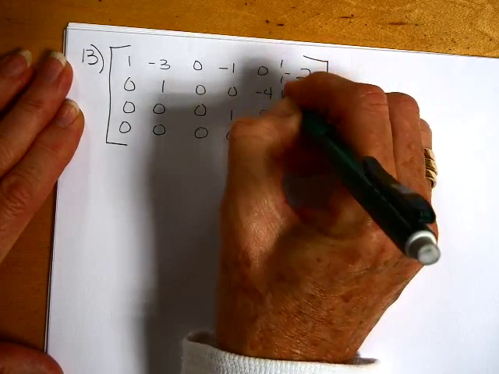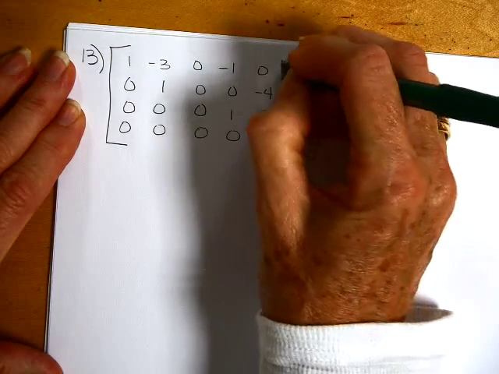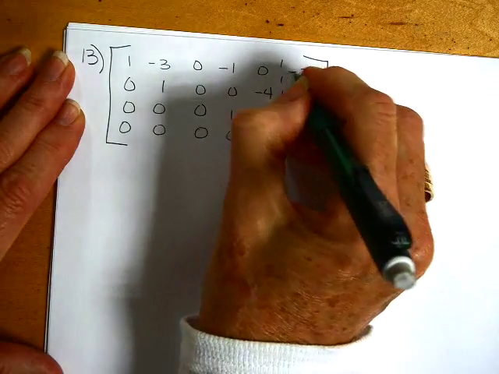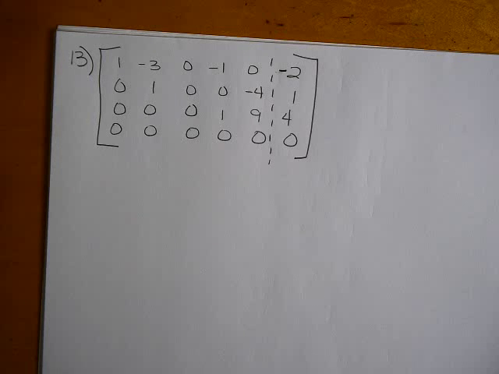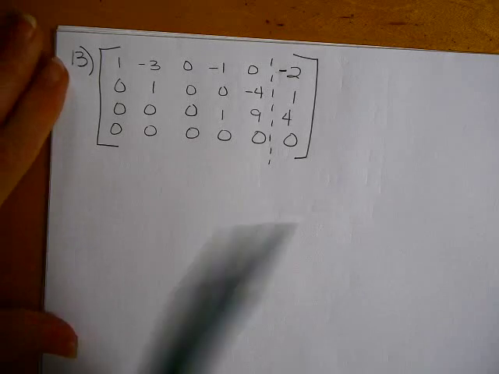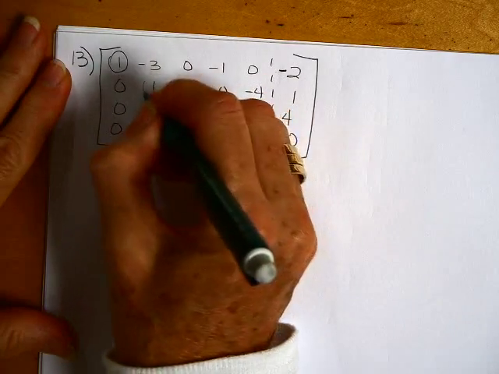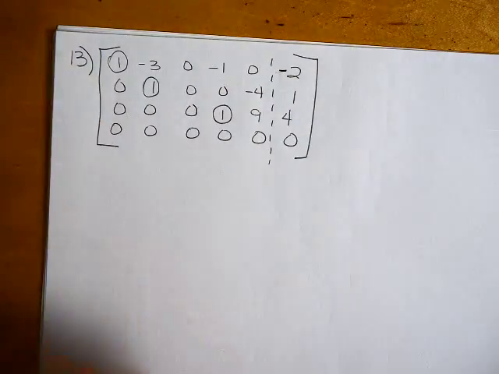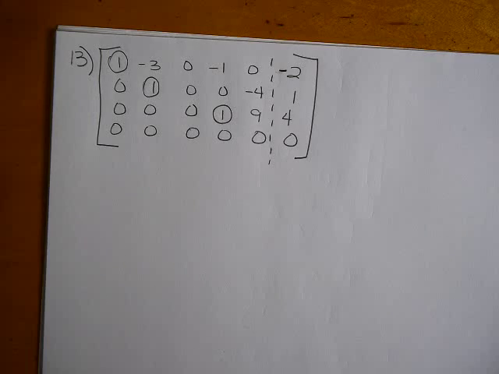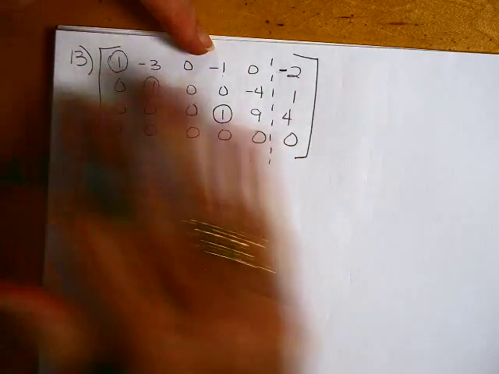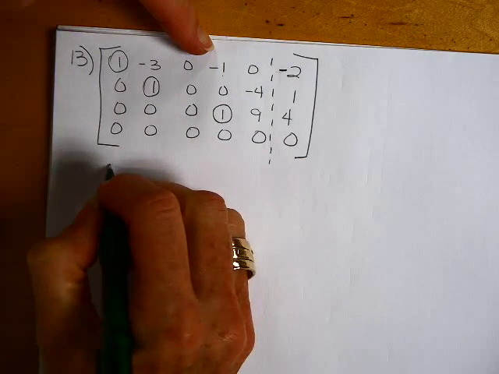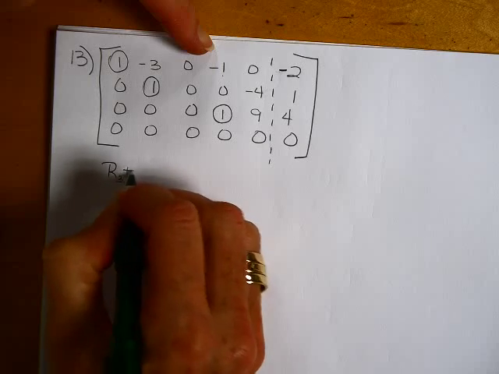It is augmented. They've done a lot of work for me here. In fact, they've done pretty much the forward phase, because they've got my pivots. There's a pivot, there's a pivot, and there's a pivot. You do row 3 added to row 1. Exactly. I need to get a 0 above that. They've done the forward phase. I need to do the backwards. So I just need to add row 3 plus row 1.